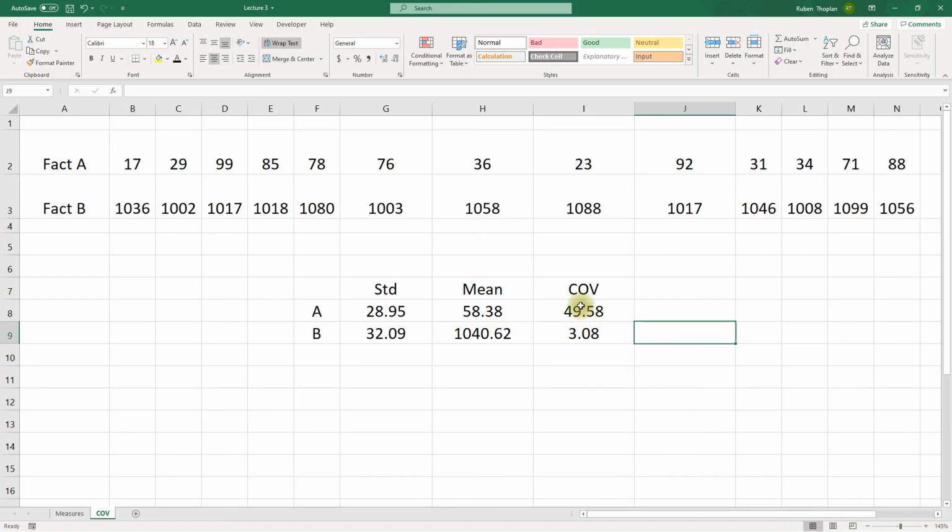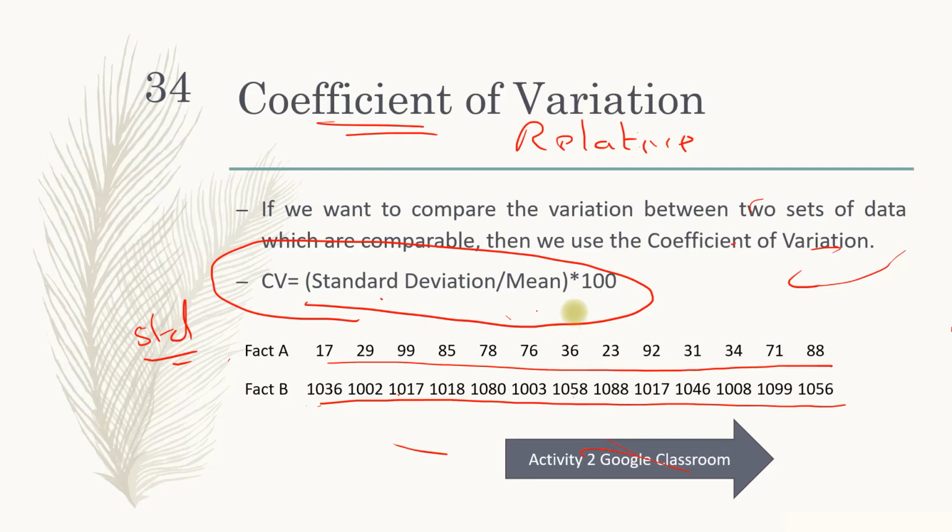So, to come back to the slide here, if you understand the coefficient of variation well, it tries to compare variation, right? Standard deviation cannot compare variation, but the coefficient of variation can. Why? Because you are dividing by the mean. By doing so, you are basically bringing everything to a similar scale for comparison.